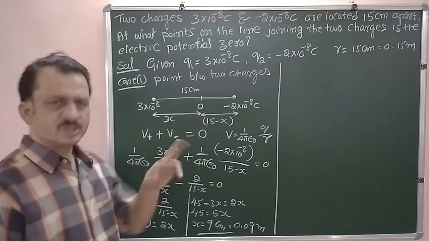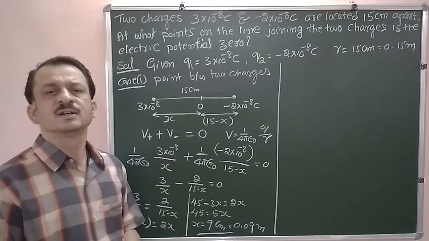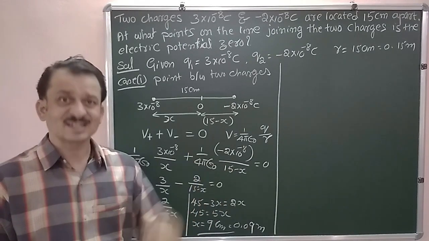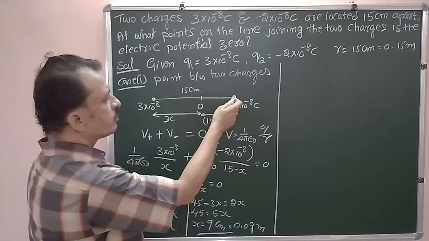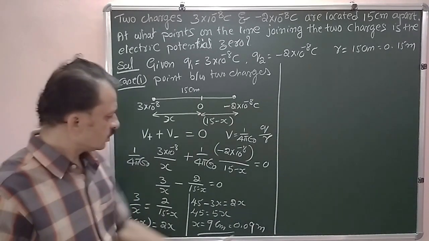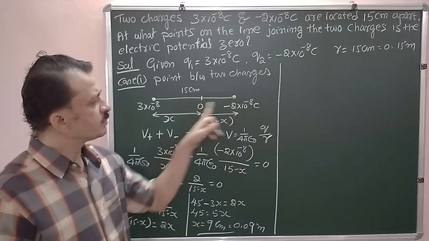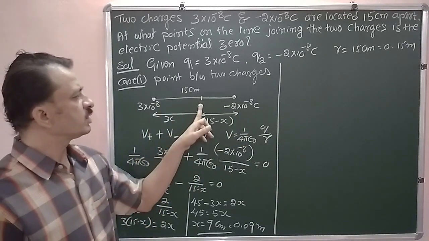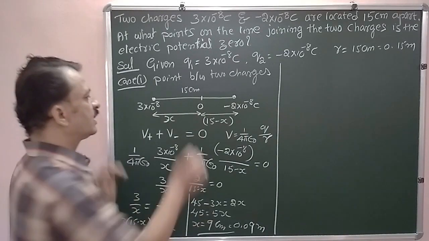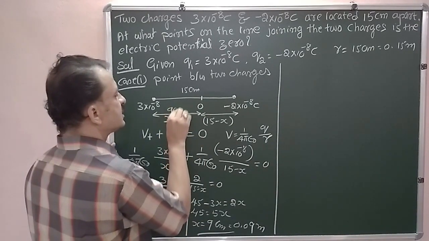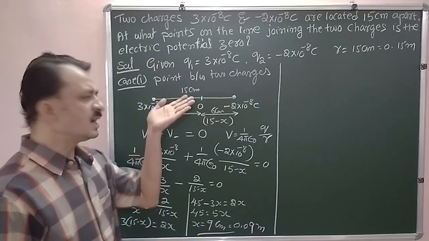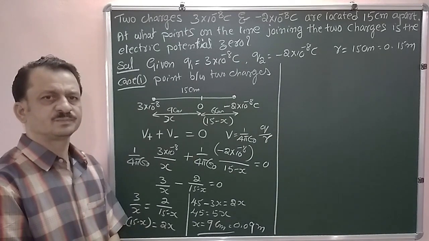If the same problem is twisted, that is, at what point from the negative charge the potential is 0, if they ask like that, then obviously we have to take this side as x. It doesn't matter. So what is the distance of the point from the negative charge? Obviously, since from here to here it is 9, now this distance becomes 6 centimeter. Now x becomes 9 centimeter, and this distance becomes 6 centimeter. It is the first case.